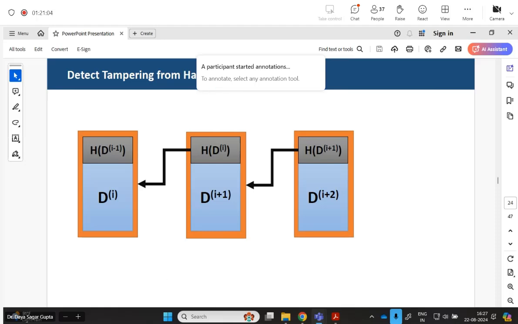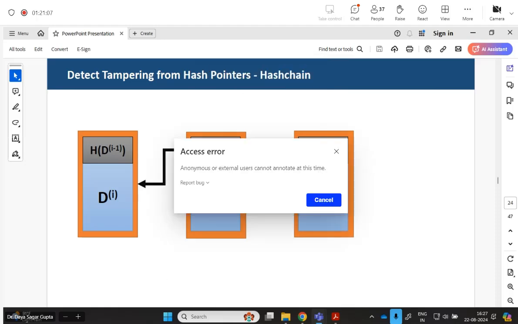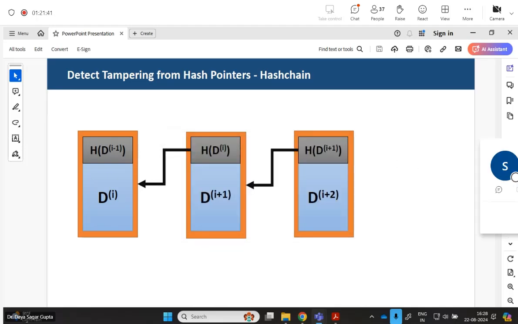If you find the hash of something, it is stored in the next block, and there is a chain between these. Why? If I change something here, from D to D dash, from D to D dash i, obviously I need to change this hash value in the next block. See the complexity of what I'm trying to do. If I change it here, I need to change it here as well.